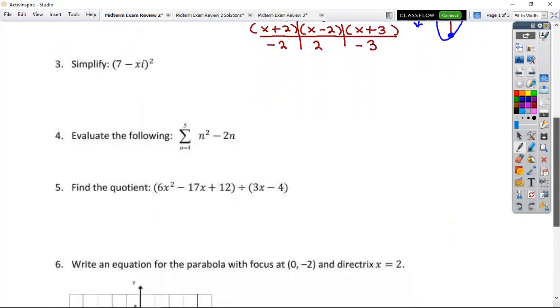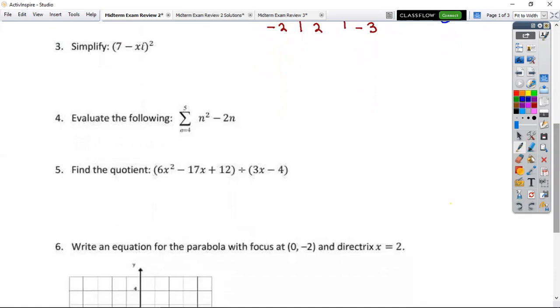Okay, number 3, can you do it in the calculator? No, you have a variable. So you have to multiply this out by hand. So 7 minus xi gets multiplied by a second copy of 7 minus xi. And then you're going to go from here. So you can do FOILing method or you can do X method if you really want to.